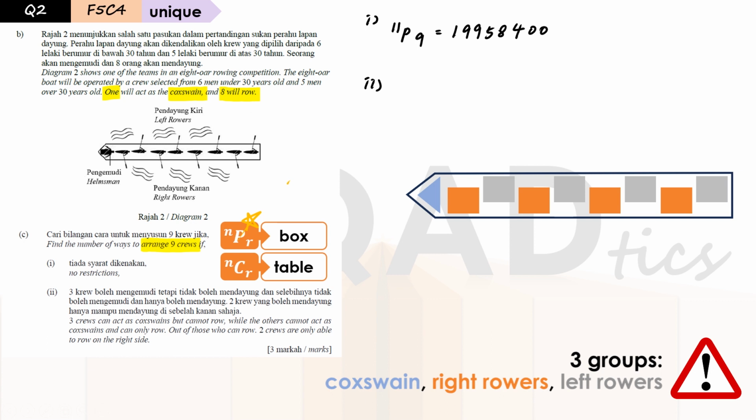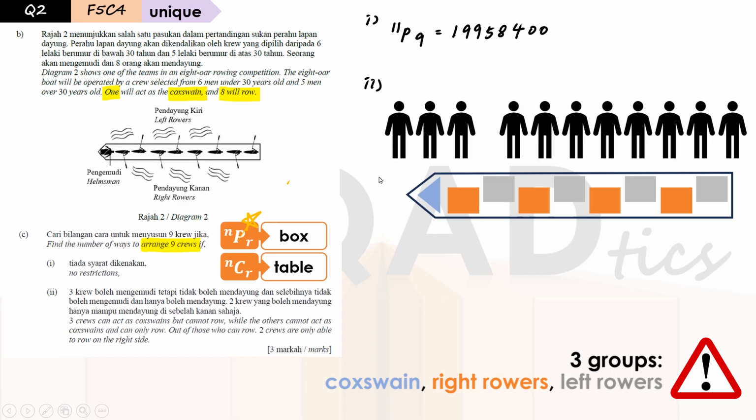Why I use boxes is because it helps us to demonstrate how we are going to arrange the people. Let me explain this question by doing some animations here. In total we have 11 people. From the 11 people, 3 of them can act as the coxswain, but they cannot row. So these 3 people will be fighting for this triangle box, meaning only one of them can be inside here. And it says that the others cannot act as the coxswain, but can only row, and as you can see, there are a total of 8 of them.